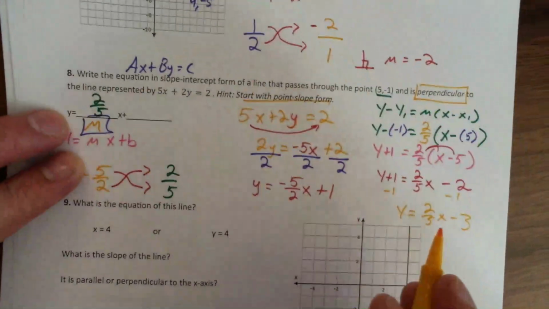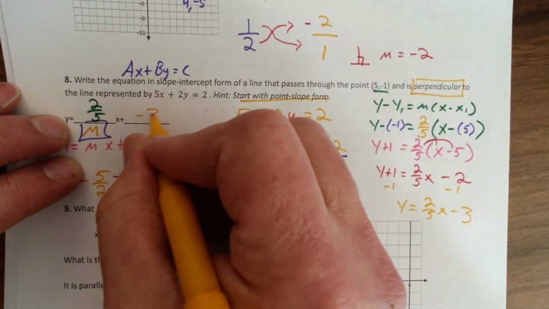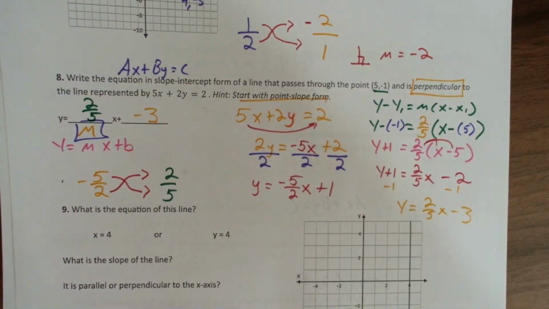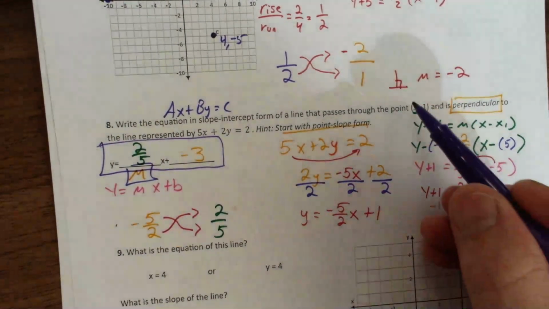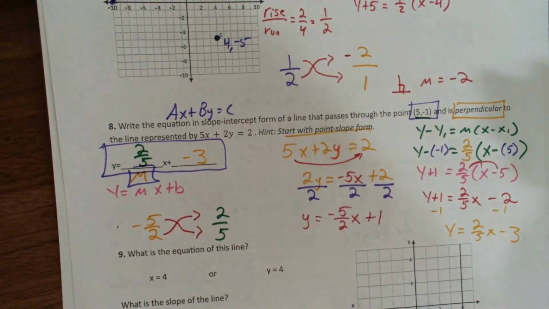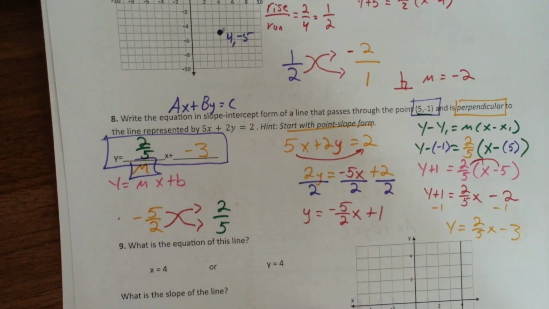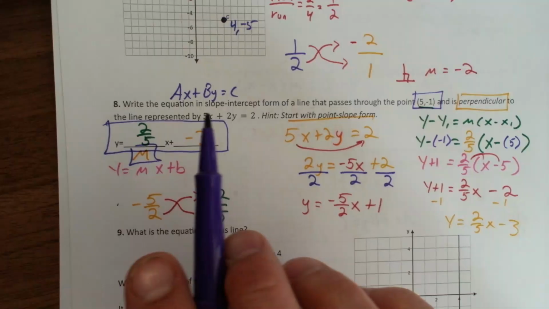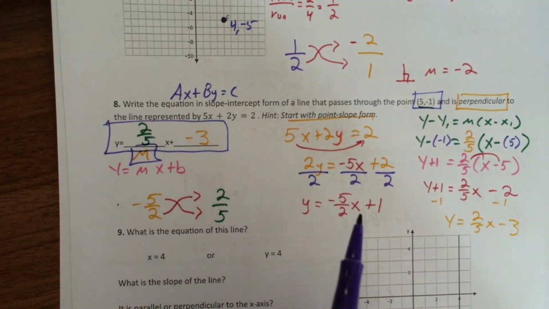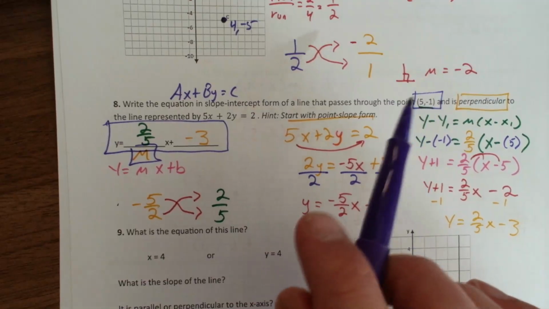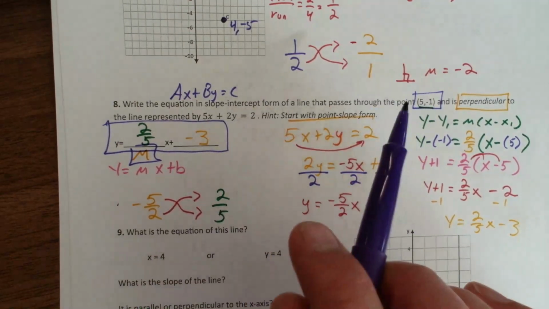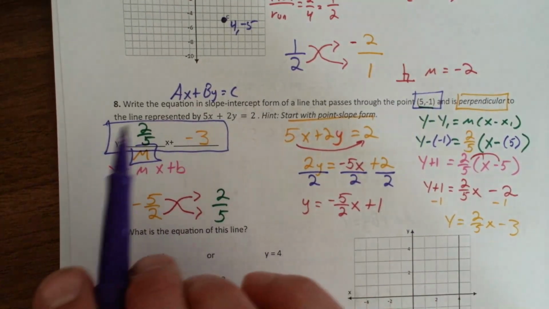I have my 2 over 5. Now I have my intercept, which is negative 3. What I would do here is I would graph this and make sure that it goes to this point, 5, negative 1. You truly can't tell if you are perpendicular to the original line because you can't graph this original line unless you did this. You could type this in and make sure that they look perpendicular to each other, but you need to verify that it at least goes through this point, 5, negative 1. There's no excuse why we can't do that.